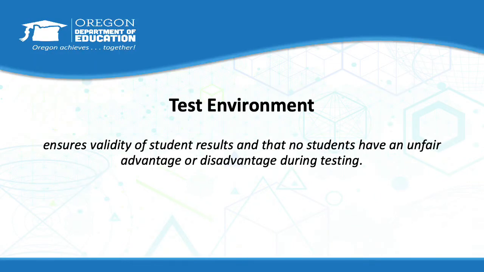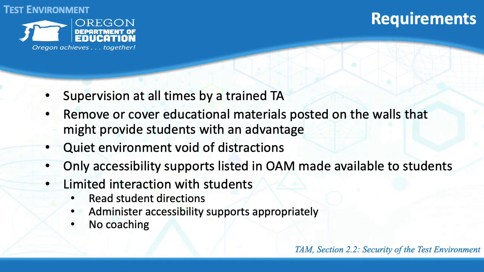This section will explore testing environments. After the trained TA sets up the test session and students begin testing, those students must be supervised by the TA until the end of the testing session. The testing environment must be quiet and void of distractions, or educational materials posted on the walls that might provide students with an advantage. Students may only have access to supports from the Oregon Accessibility Manual that are administered according to the rules set out in that manual.